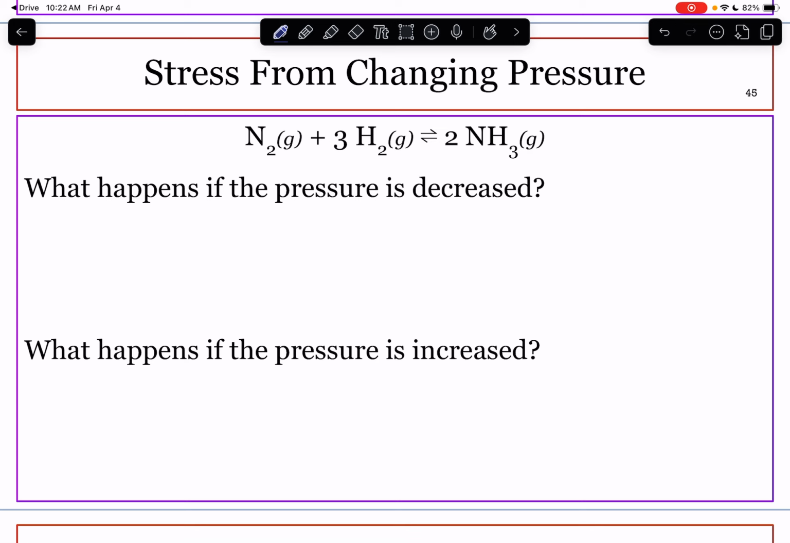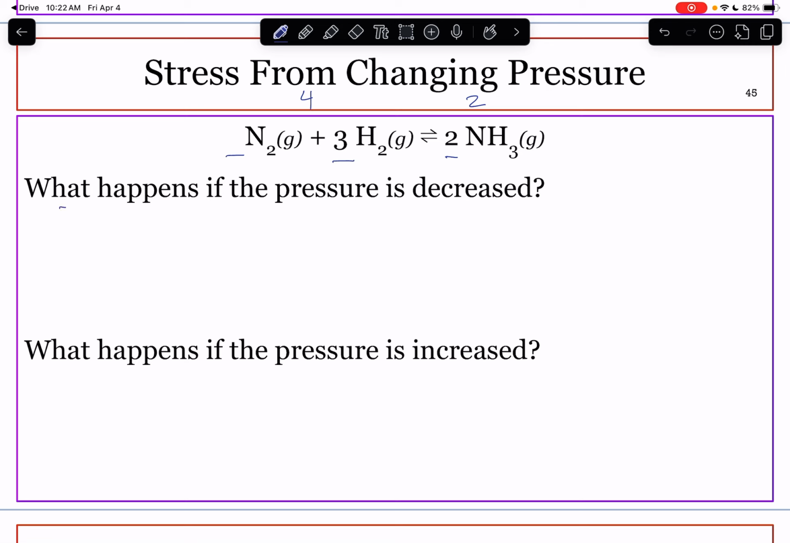The reactant side has 1 gas mole of nitrogen and 3 of hydrogen. So there's a total of 4 on the reactant side. And because of this coefficient on the product side, there's a total of 2 on the product side. So we have more moles of gas on the reactant side in this example than we do on the product.